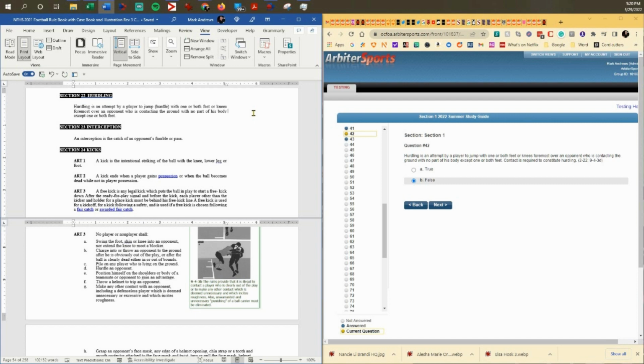Okay, so in order for a hurdling foul to be called, the defender has to have one or both feet on the ground. So if he is touching the ground with his hand and he hurdles him, that's fine. If he is diving and has no feet on the ground and he hurdles him, that's fine. Okay, so I think you get the gist. One or both feet have to be on the ground.